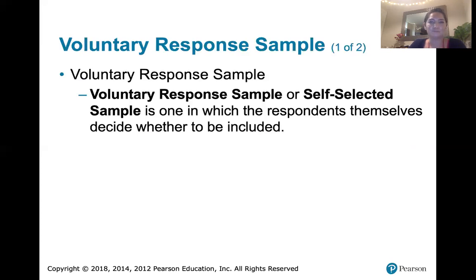Now, you want to be careful about what are called voluntary response samples. This is another important term, an essential term that you should learn before the end of the semester, and hopefully you learn it right now this week. A voluntary response sample, or a self-selected sample, is one in which the respondents themselves decide whether to be included.